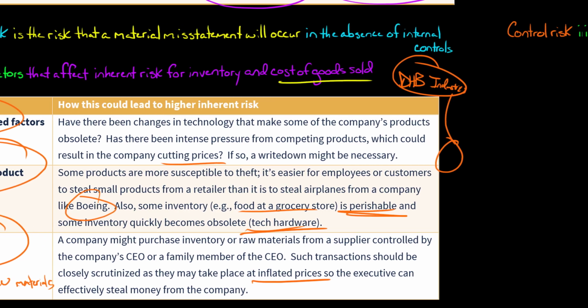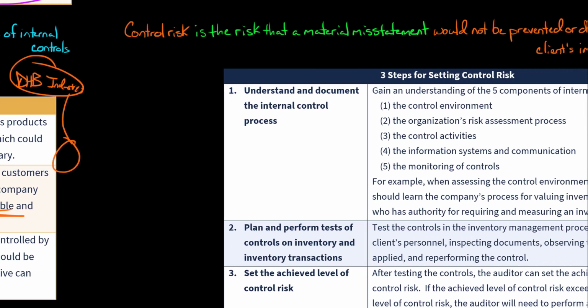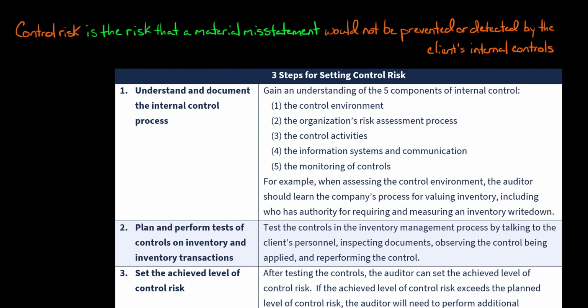But that's something to think about. Just in general, anytime there's related party transactions, particularly related to inventory, something to think about. So those are things. The nature of the product, all those different things will affect the inherent risk, right? Some types of inventory are more likely to become obsolete or to be perishable or to be stolen. And if those are the case, you're going to have higher inherent risk.